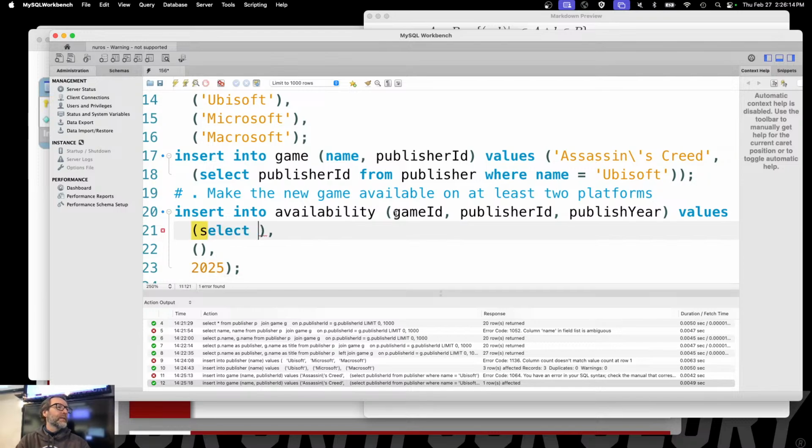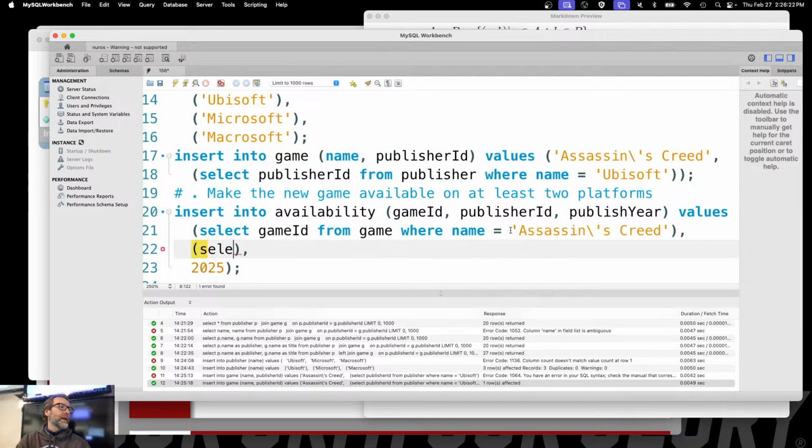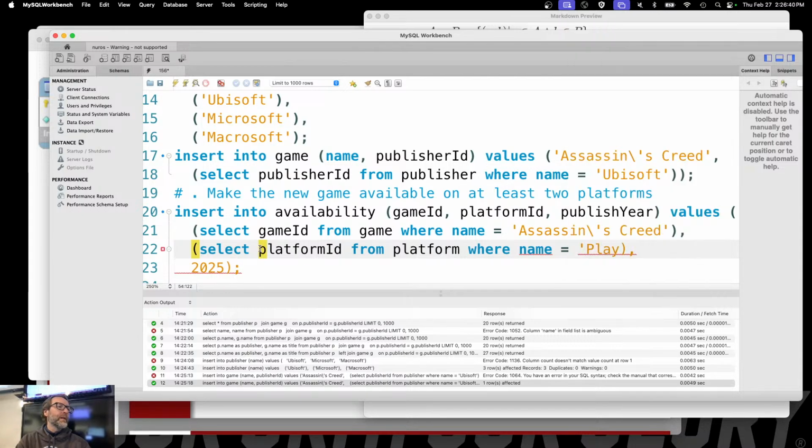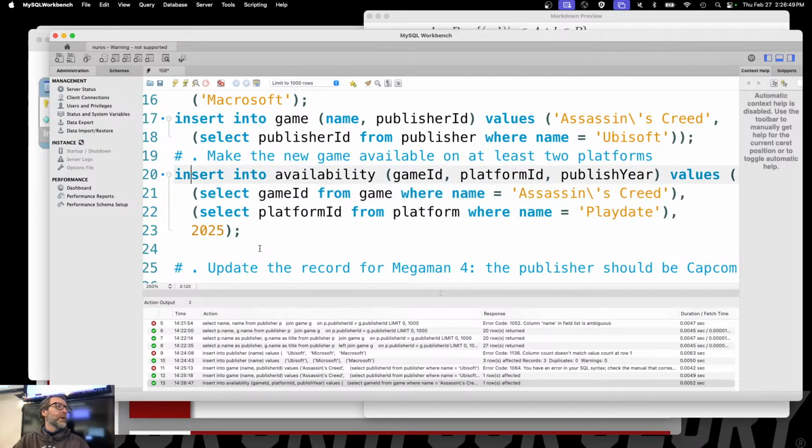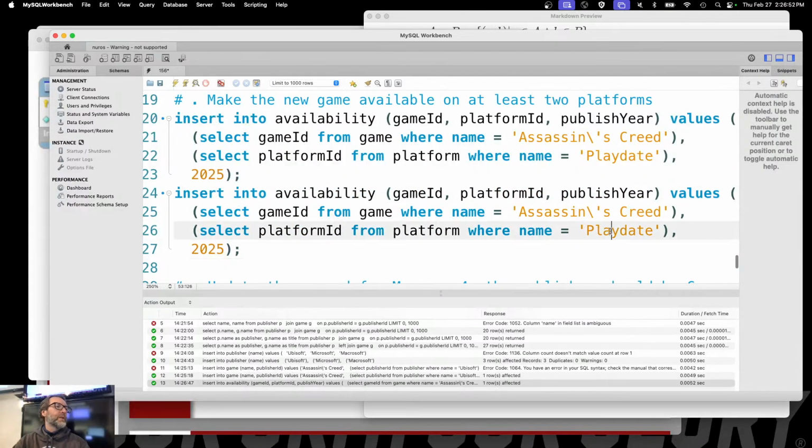So select game ID from game where name is equal to Assassin's Creed, and select platform ID from platform where name is equal to Playdate. Playdate. There we go. All right. Execute. There we go. And then I'm going to just cut and paste because I want it available on 2 systems, so let's make it available on Index, the VR system.